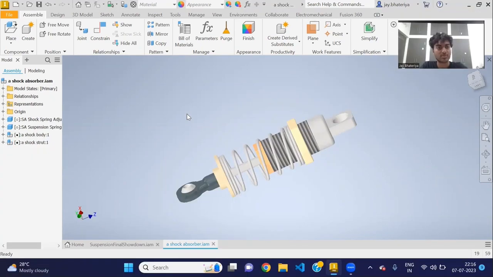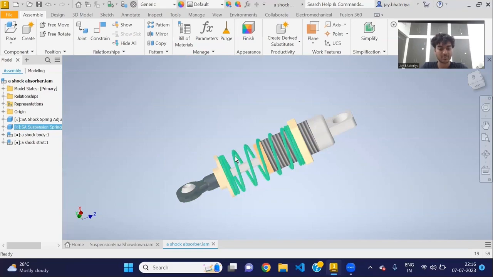Let's analyze the shock absorber. The shock absorber primarily consists of four parts. The first part is the shock body. The shock body serves as the main housing for the shock absorber components. It contains the hydraulic fluid and piston assembly that dampens the movement of the suspension spring. The next important component is the suspension spring.